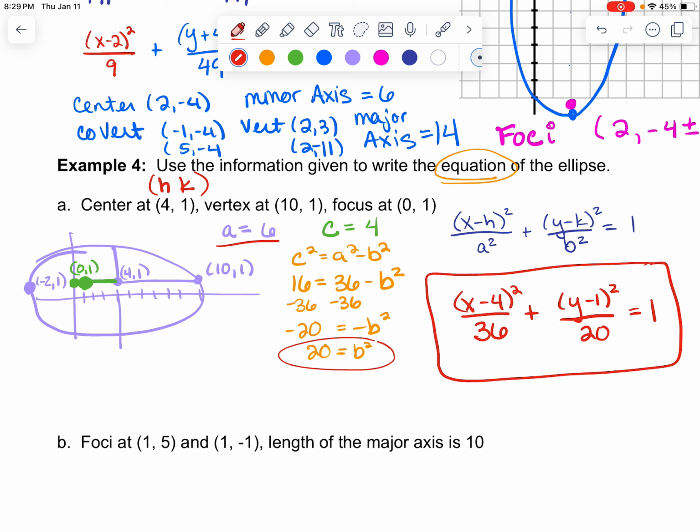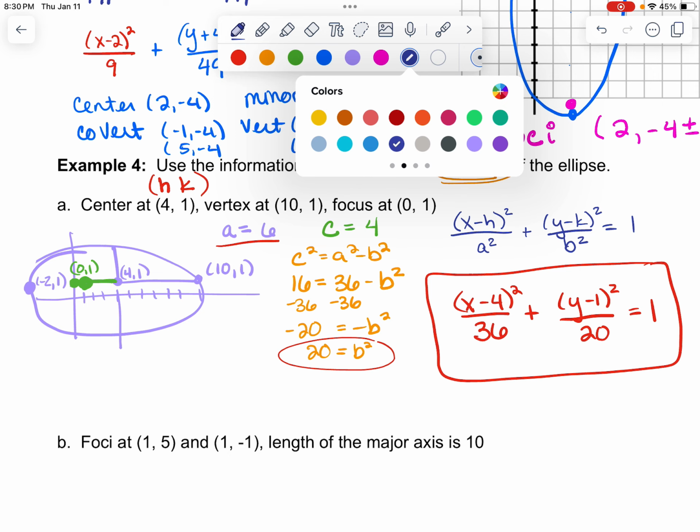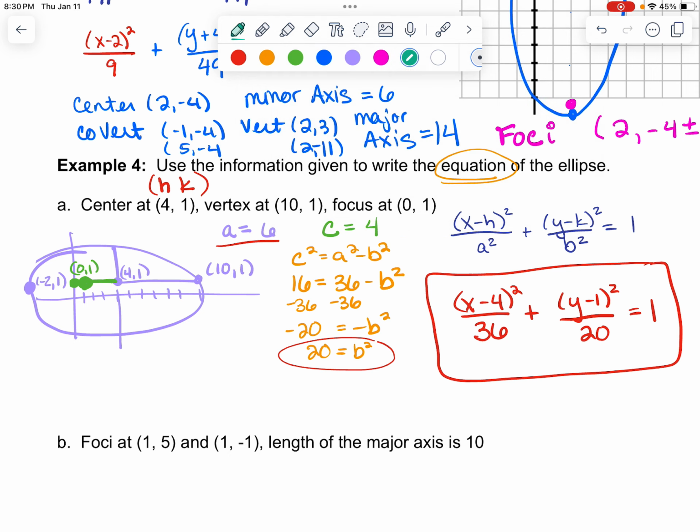One more example like this one. So challenge, pause the video, take a look at it on your own, see if you can figure this one out without me. When you're ready, come back, and then I'll show you if you did it correctly.